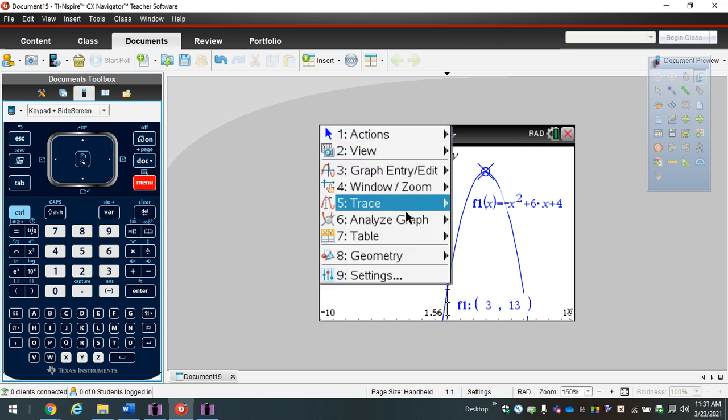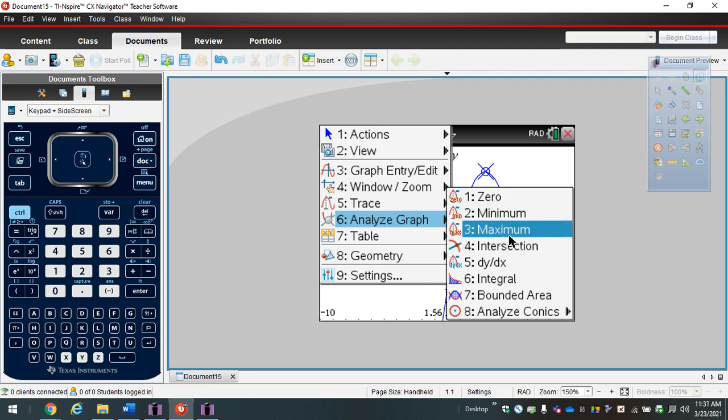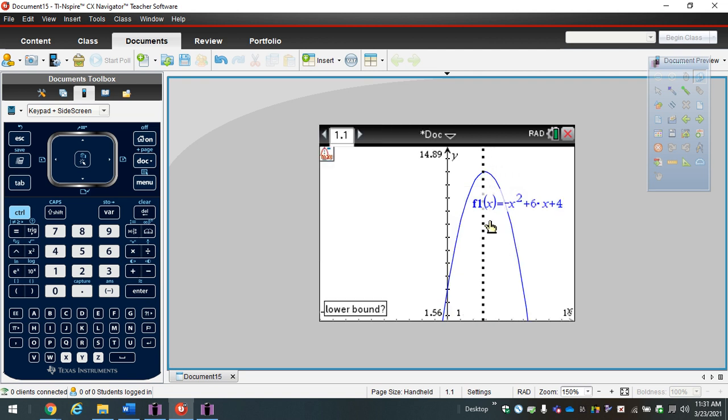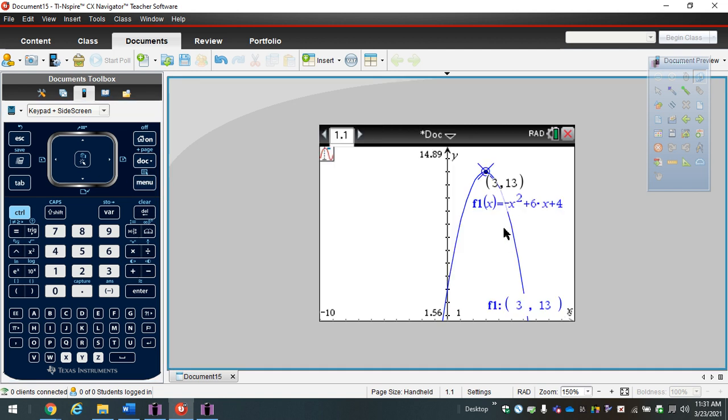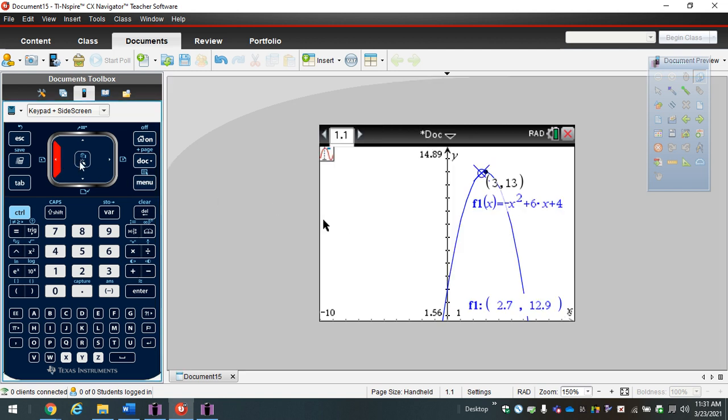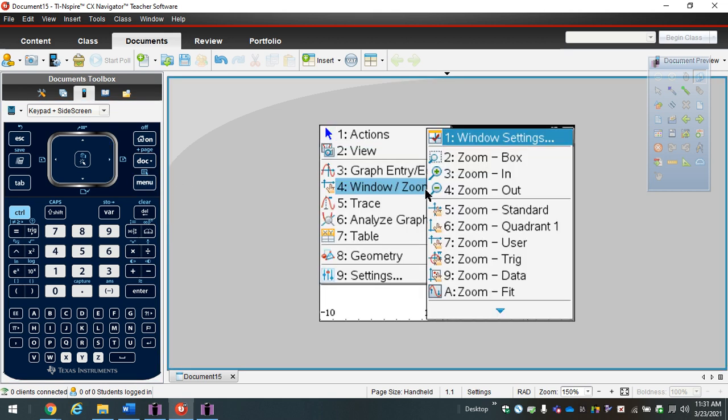Come here, menu, analyze graph. I am going to a maximum. Now, I see that point right there. I'm going to go to this side, go to that side, and there it is. 3, 13. I knew it was that one, but really, I don't know why it's not doing it. I go to trace, graph trace, and it tells me everything I need to know. I do not know why it's not telling me words. Let me zoom out. Maybe it'll tell me.